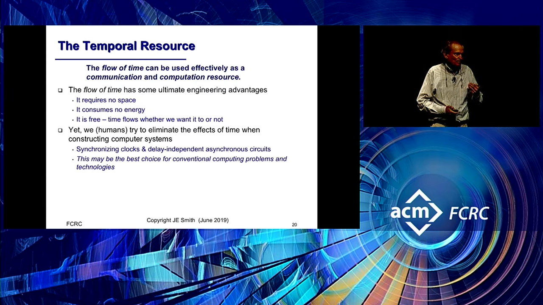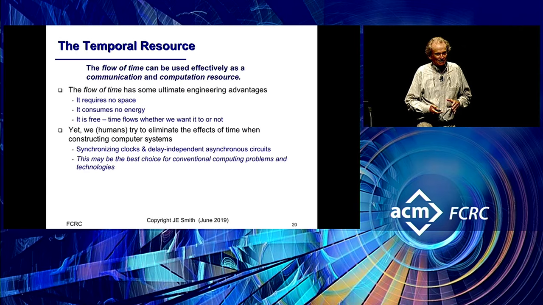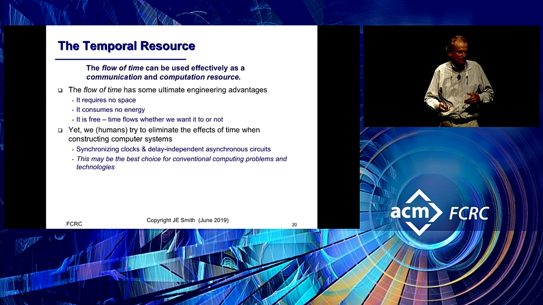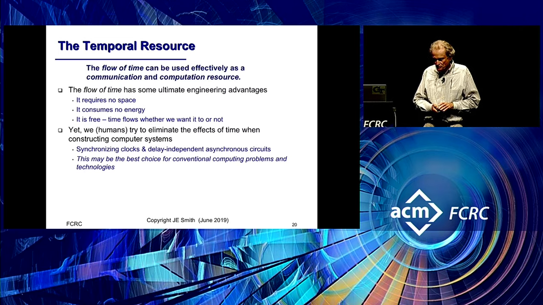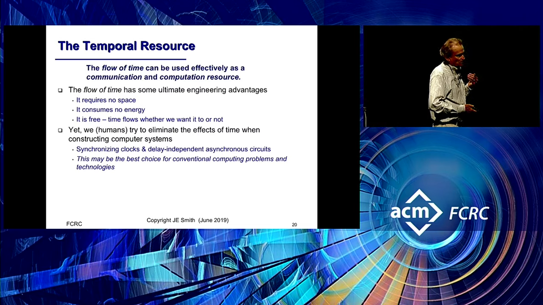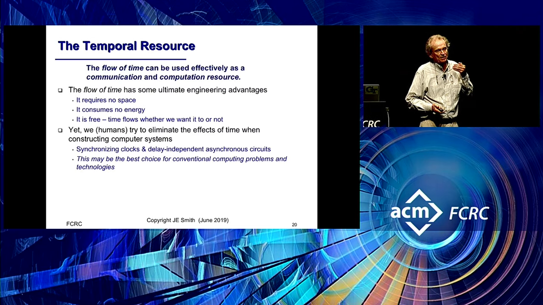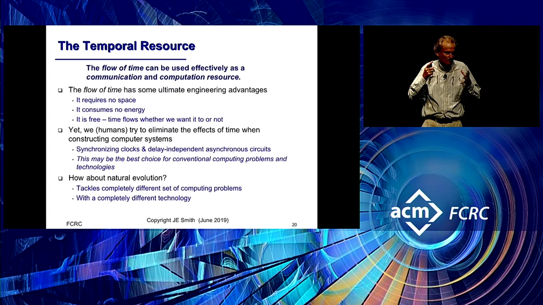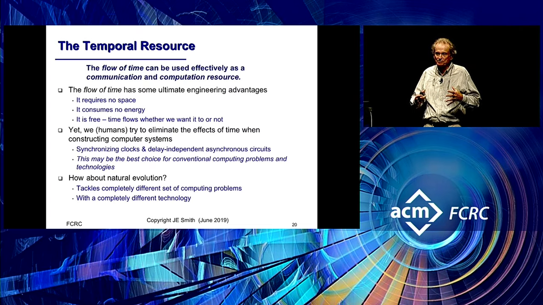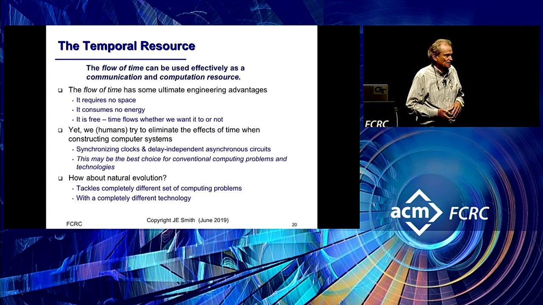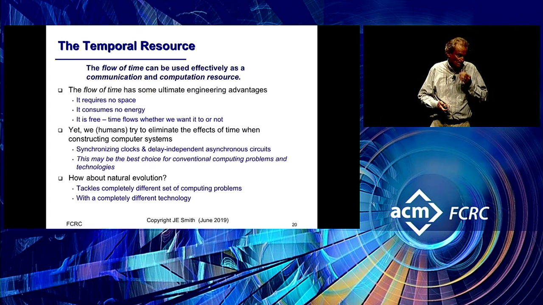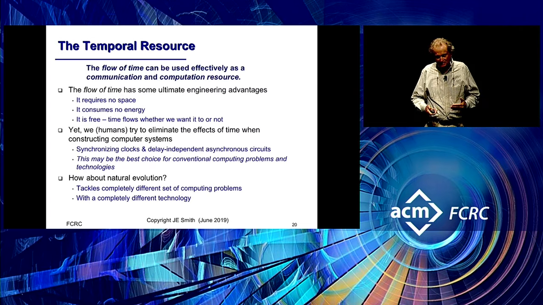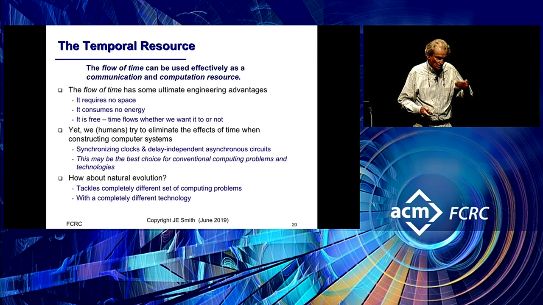But when we design conventional computer systems, we try to eliminate the effects of time. It's almost like delays are our enemy. So we use synchronizing clocks, delay-independent asynchronous circuits, to sort of remove the effects of time from the equation. And I'm not suggesting that we should have done otherwise. It may be that for the kinds of computing problems that we're interested in solving, for the technologies that we have, this is a good engineering choice. But natural evolution, when it was developing the neocortex, was looking at a different set of computing problems. I mean, the reason we're interested in this in the first place is it can do things that normal, ordinary computers can't do. And it had a different technology. So the thesis is that natural evolution used time as a resource because it has all of these advantages.